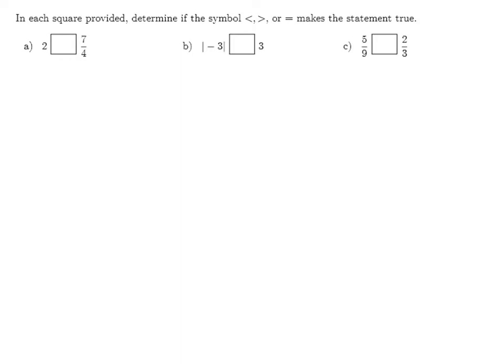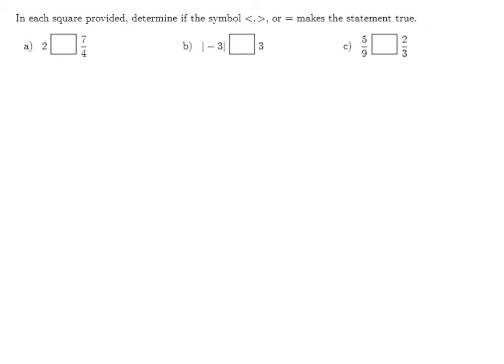Now it's your turn to determine if the less than symbol, the greater than symbol, or the equal symbol makes the comparison statement between two numbers a true statement. Stop this video, take a moment to write out your answers to these problems in your lecture outline packet, and then turn the video back on to check your answers.